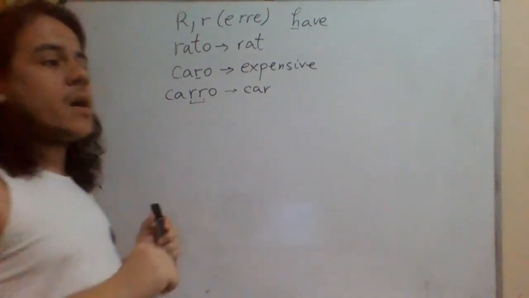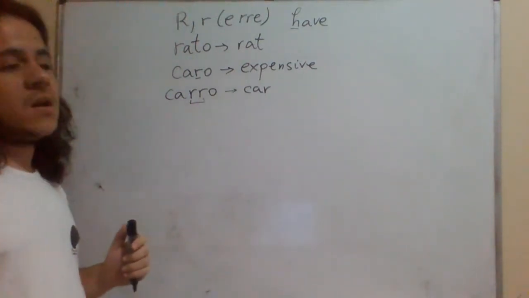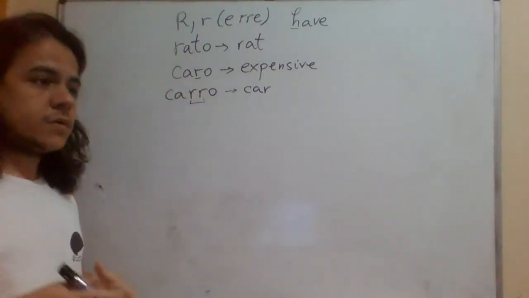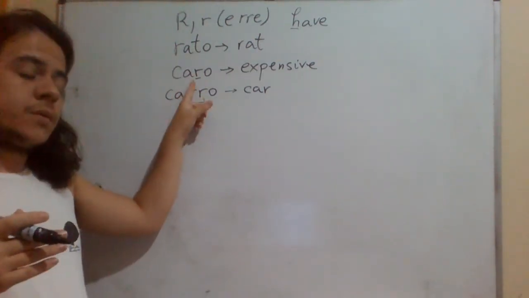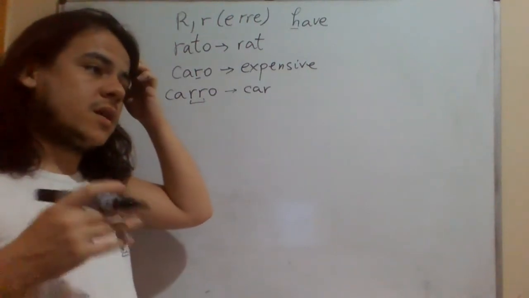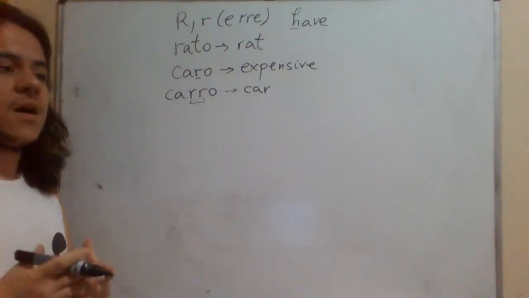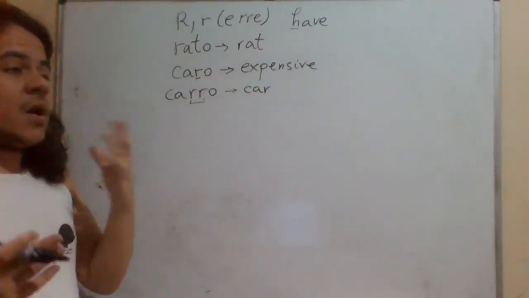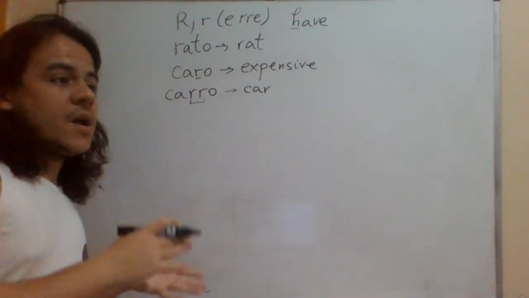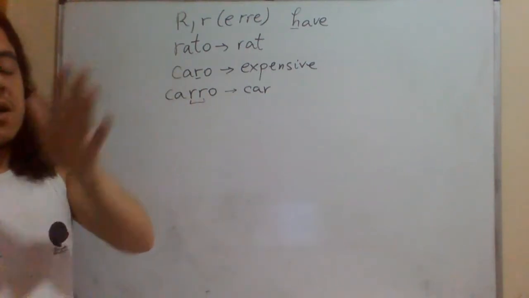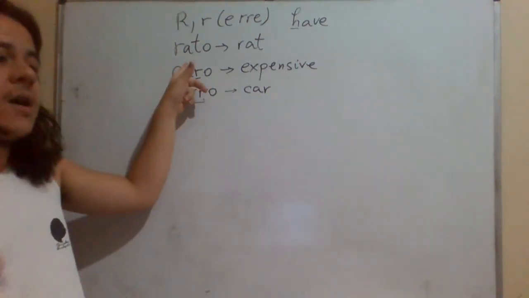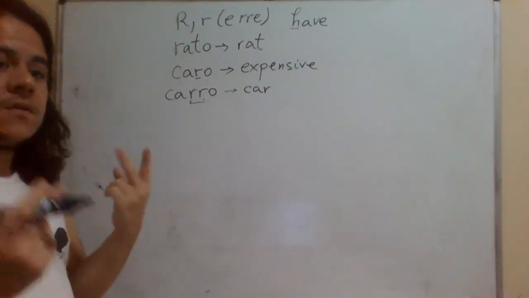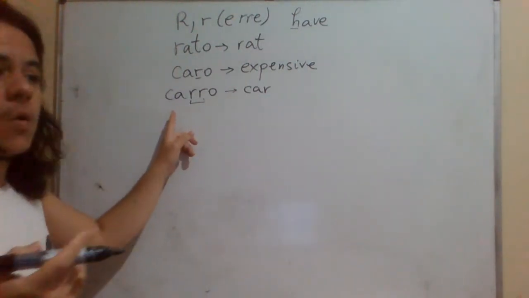So letter R can have two sounds. One is a feeble sound only in the middle of the word, for example here, caro. The other is a hard sound, similar to letter H in have. It happens when letter R comes at the beginning of the words, for example here, rato, and when letter R comes doubled, for example here, carro.